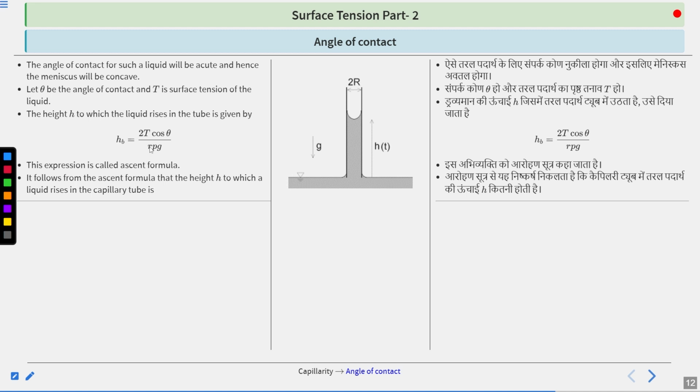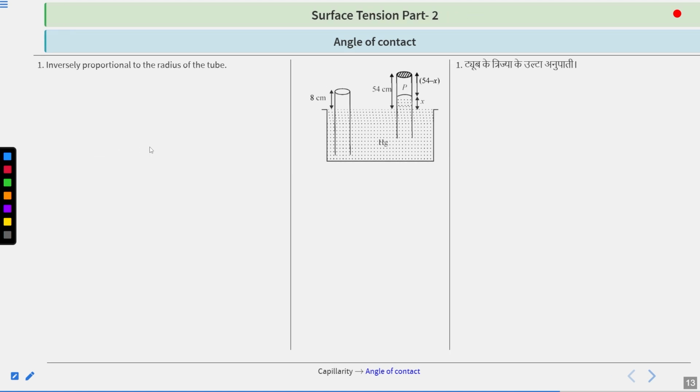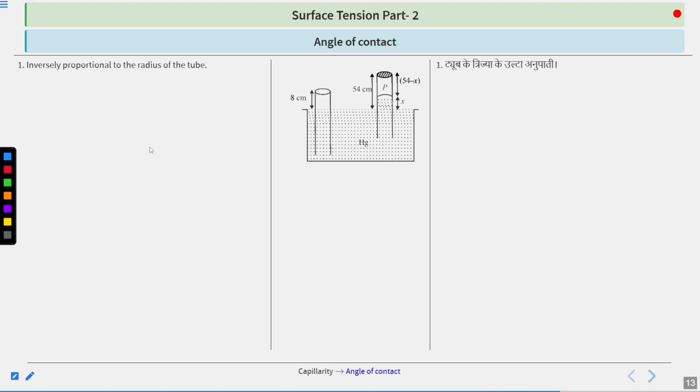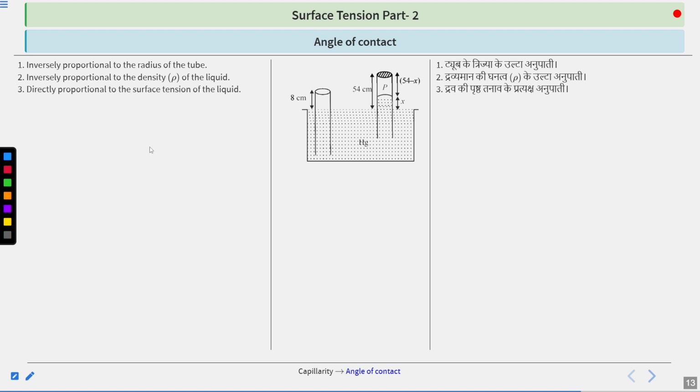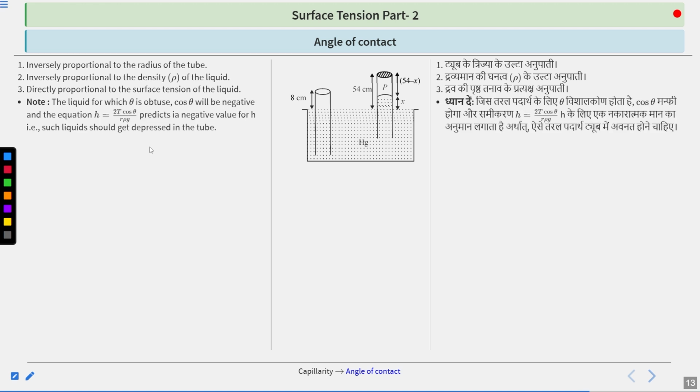It follows from the ascent formula that the height h to which a liquid rises in the capillary tube is inversely proportional to the radius of the tube, inversely proportional to the density of the liquid, and directly proportional to the surface tension of the liquid. Note, for a liquid for which theta is obtuse, cos theta will be negative, and the equation h = 2T cos theta / rρg predicts a negative value for h. Therefore, such liquids should get depressed in the tube.